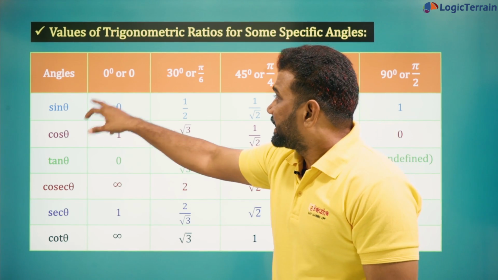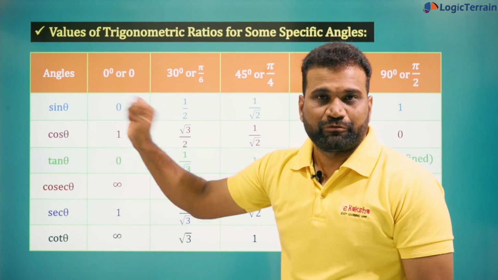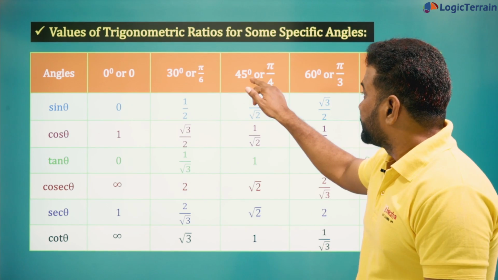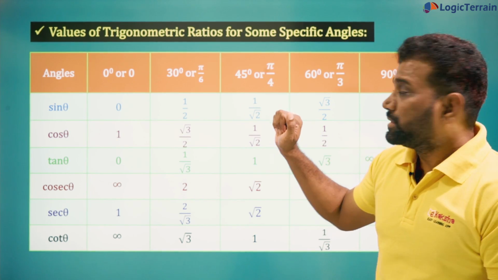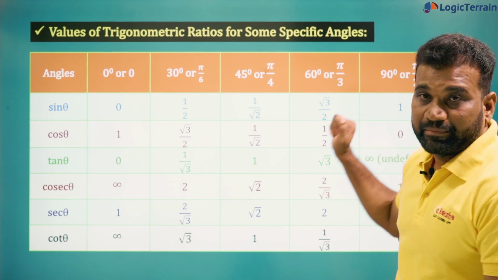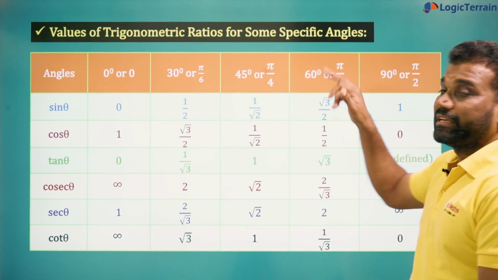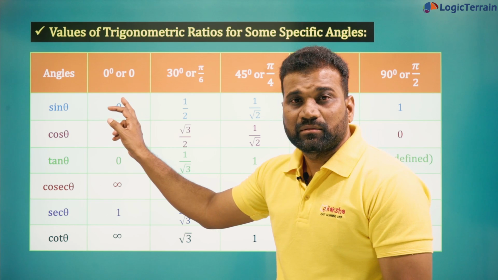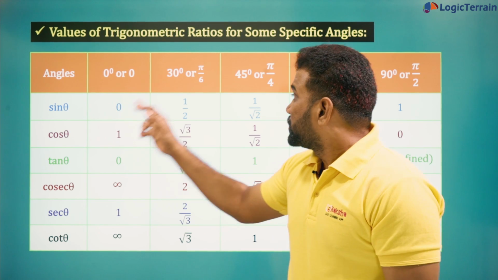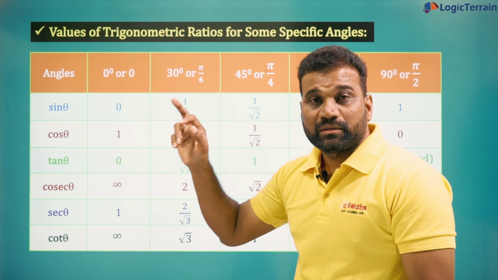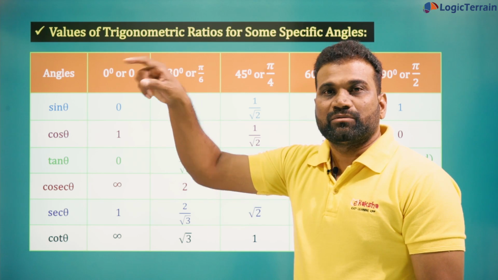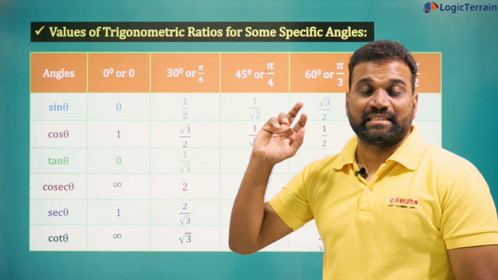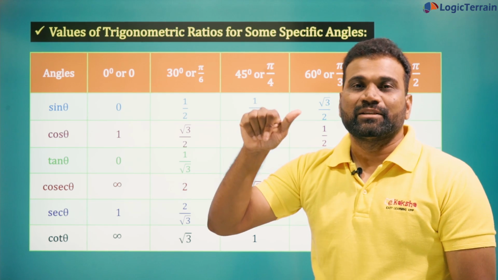Put sin 0 value as square root 0 by 4. Sin 30 value square root 1 by 4. Sin 45 value square root 2 by 4. Sin 60 value square root 3 by 4. And sin 90 value square root 4 by 4. Square root 0 by 4 is 0. Square root 1 over 4: square root 1 is 1, square root 4 is 2. That is 1 by 2.